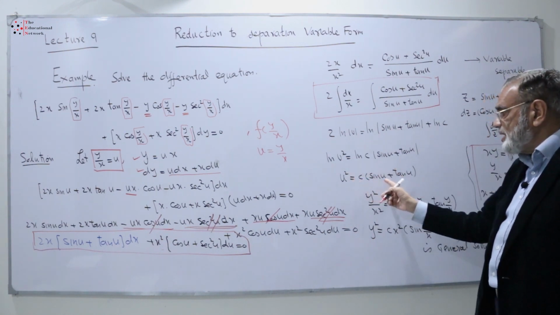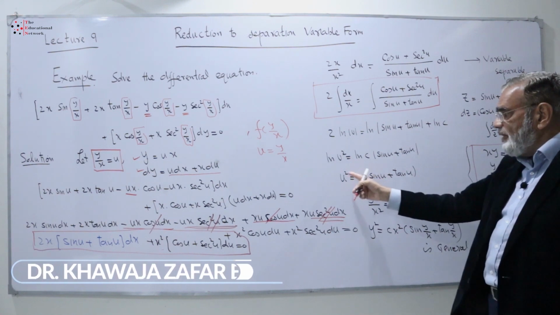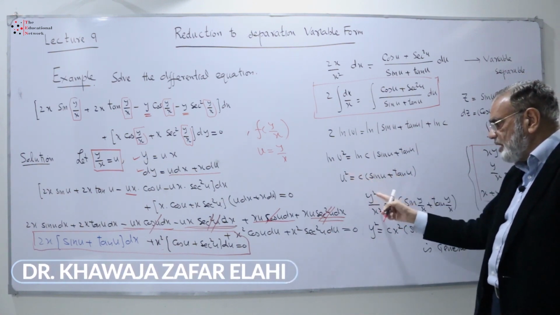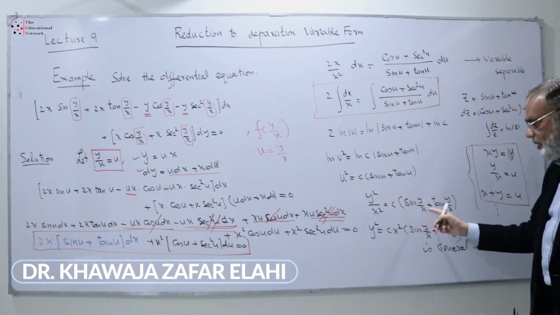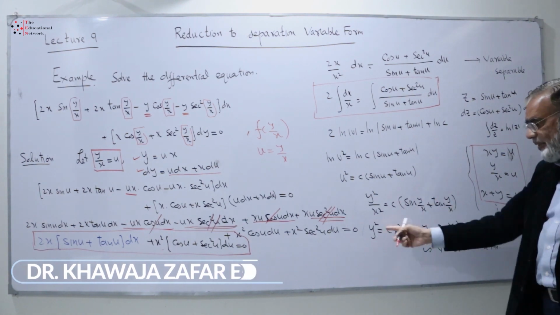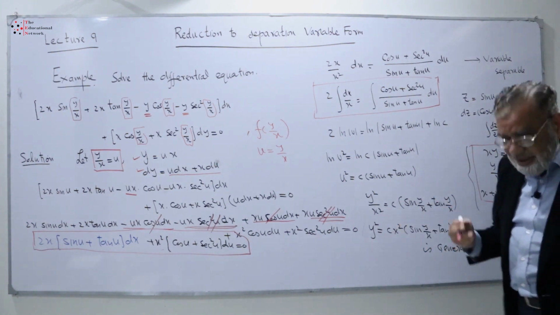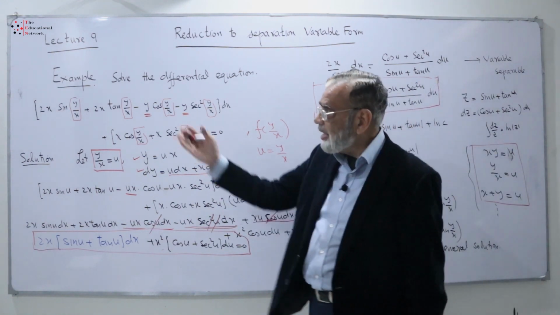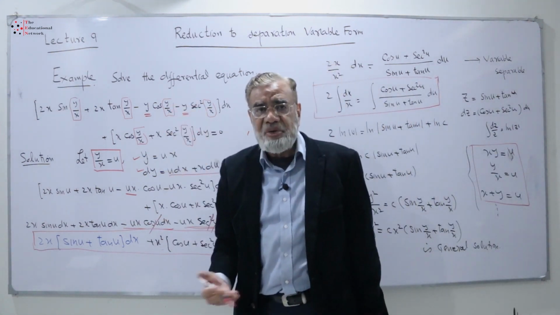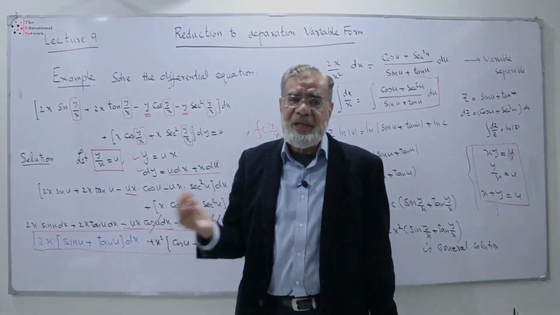We get here u square and c into sine u plus tangent u. Put the value of u here. U is y upon x. We get y square upon x square equal to c into sine y upon x plus tangent y upon x. Sometimes there are questions looking very difficult like this one, but they are not difficult. If you know the method, you just make the substitution and you get the result.